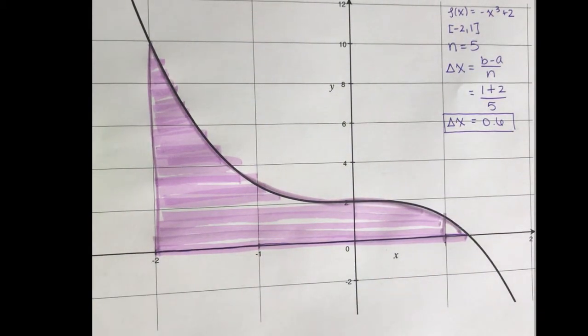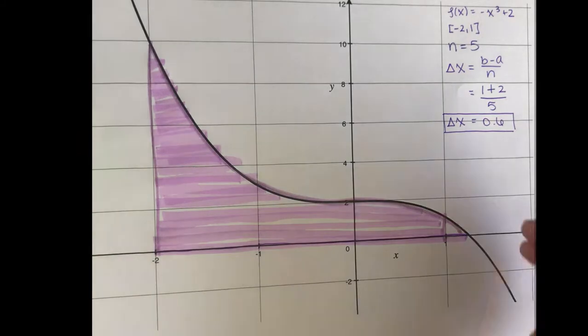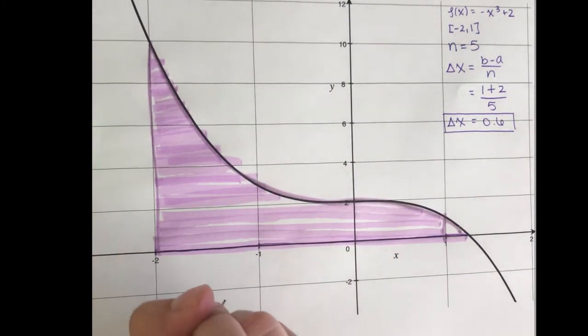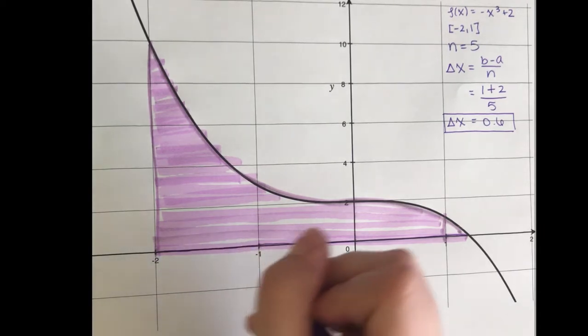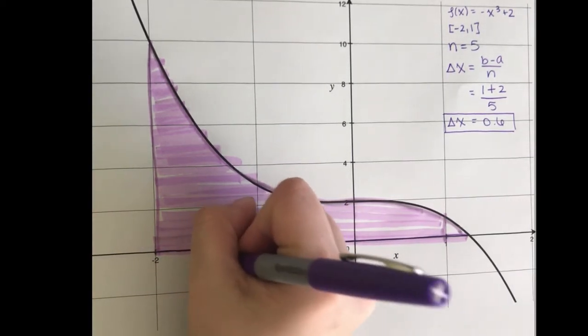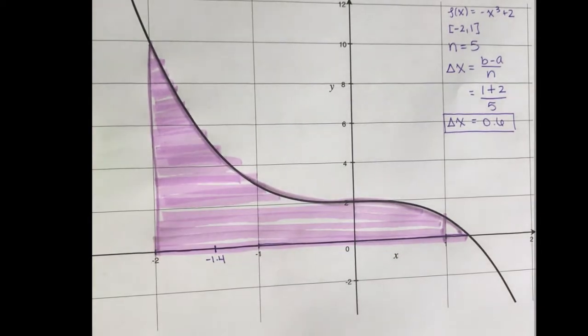Next thing that I'm going to do is mark off how wide each of my rectangles are. So starting at -2, I'm going to move 0.6. So that will bring me to -1.4. And again, this is just an approximation. We know this isn't going to be perfect. But I'm going to mark all of those x values for the widths.